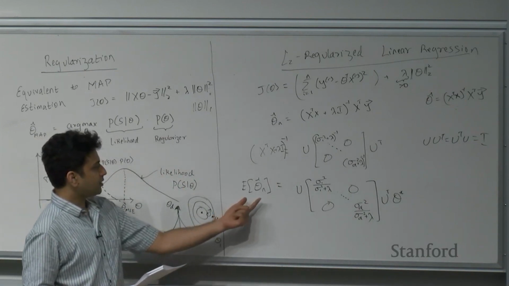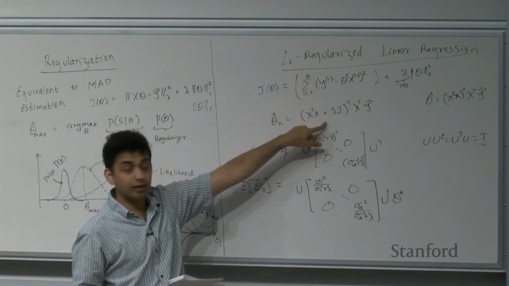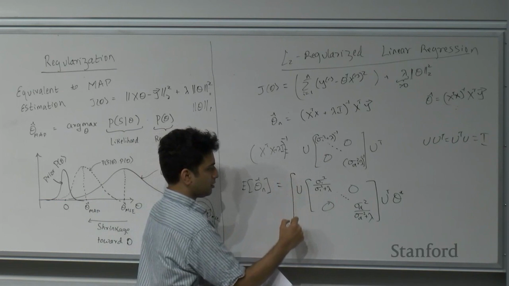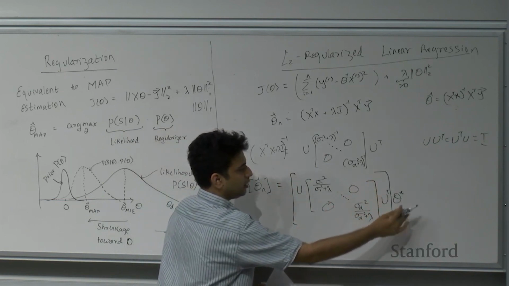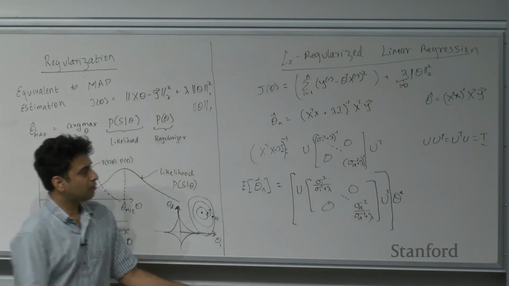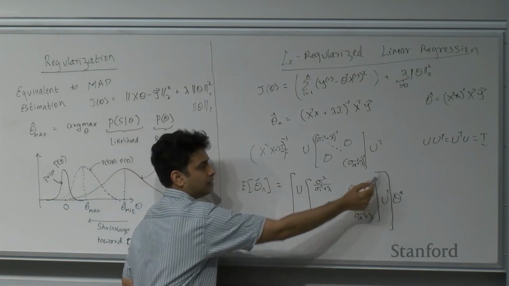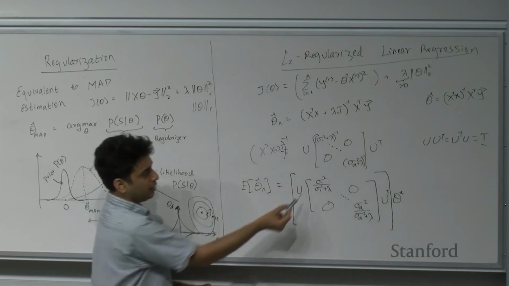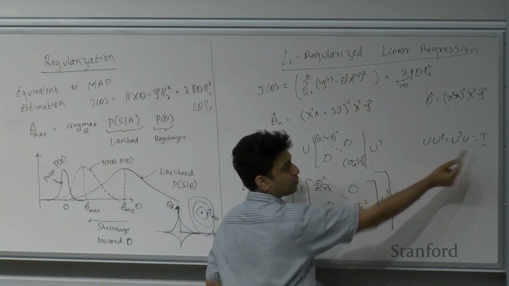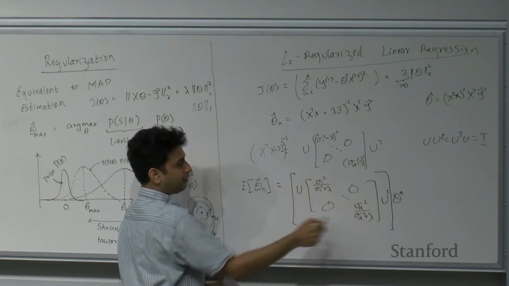So the expectation of theta hat n, where theta hat n is the solution of the L2 regularized linear regression, is this matrix. So this whole thing is a matrix times a vector, right? We can make a few observations here. Supposing lambda was 0, this whole matrix reduces to the identity matrix, because each of the diagonals becomes 1. U and U transpose have the property that U U transpose is the identity. So this whole matrix reduces to a large identity matrix if lambda is 0.